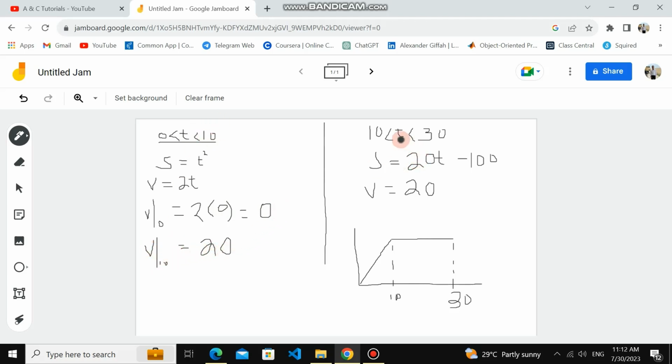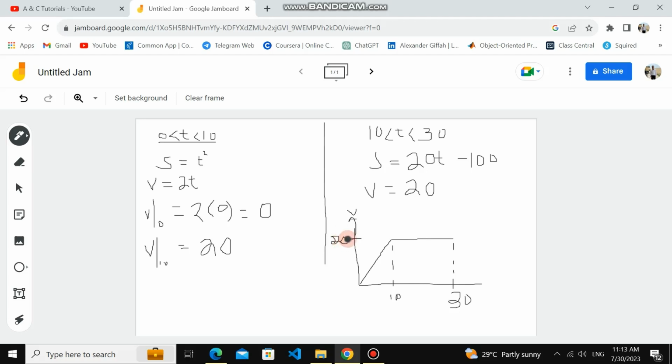You do the same for this part. Its distance-time relationship is given by 20t minus 100. When you differentiate, you get v equal to 20. It means along this line, the body was moving with a constant velocity, which is 20. So you come and draw your velocity-time graph. Indicate this place at this velocity, and then indicate this one. The maximum reached was 20.